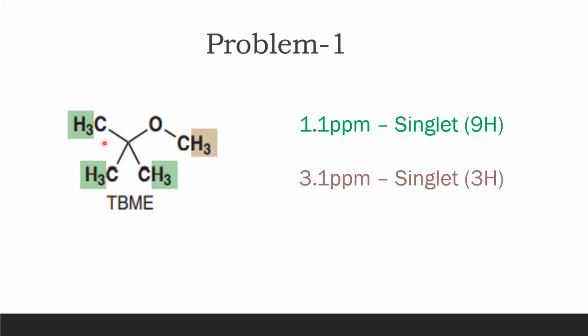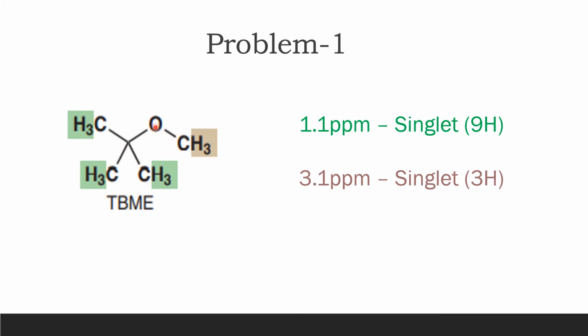Here there is no hydrogen. The carbon is having a 4 valency, 1, 2, 3, 4. No hydrogen is there here. So here there is no splitting, only a singlet. Only carbon, there is no signal. So 0 plus 1 is 1, that is a singlet. So 9 hydrogen singlet in the range of 1.1 ppm.